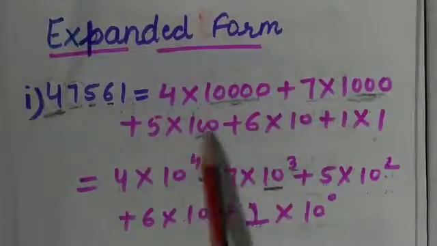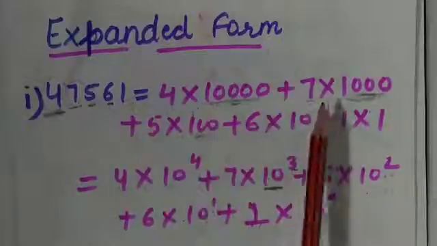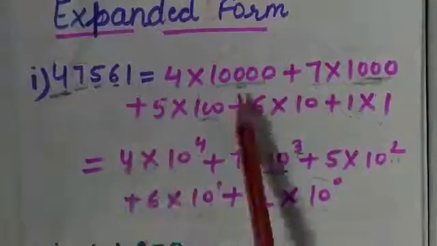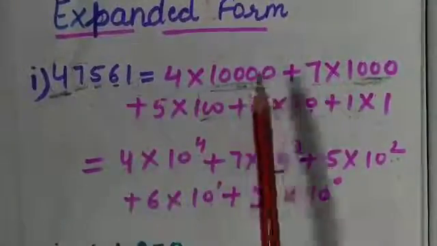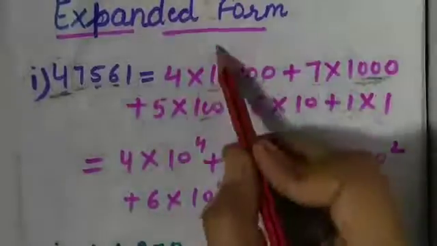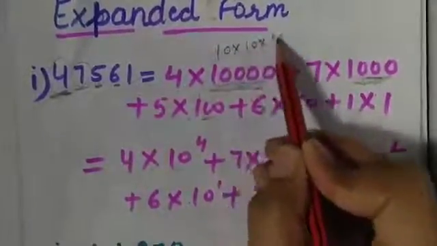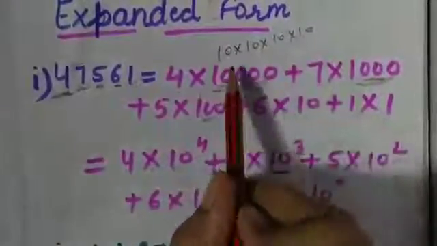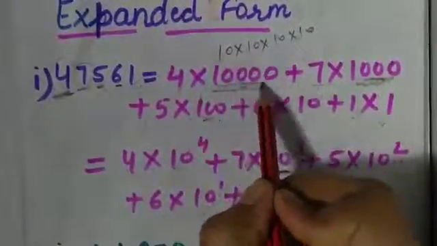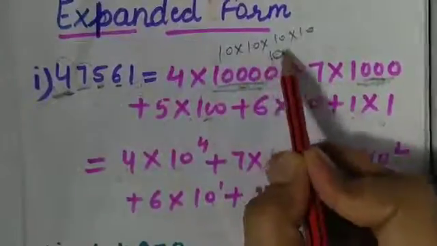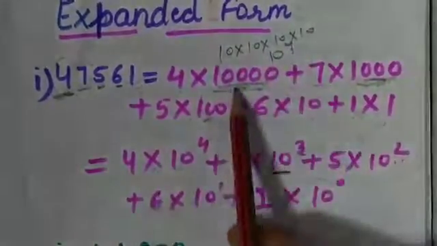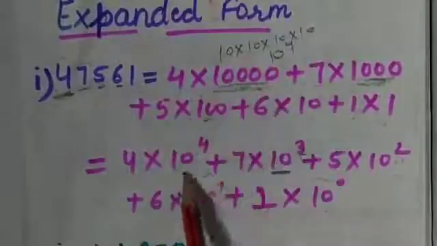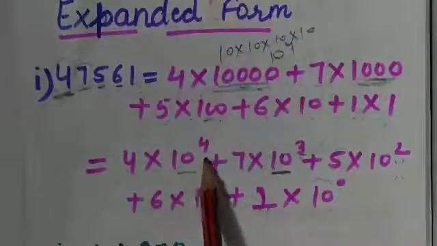Now how to write this expanded form in the powers of 10? Let us discuss this. 4, this can be written as, this is 10,000 and this is equal to 10 into 10 into 10 into 10. Because if we are multiplying 4 tens, then we get 10,000. Okay, and this can be written as 10 to the power 4. So in place of 10,000, I have written 10 to the power 4 because I have to make this number in the powers of 10.